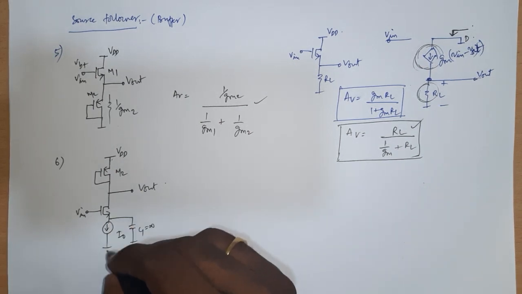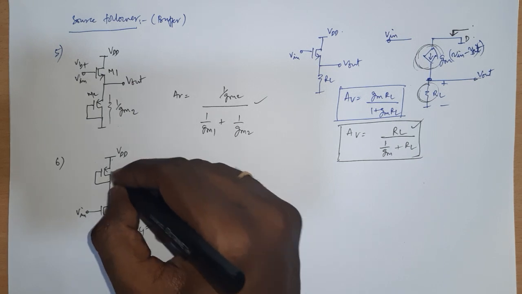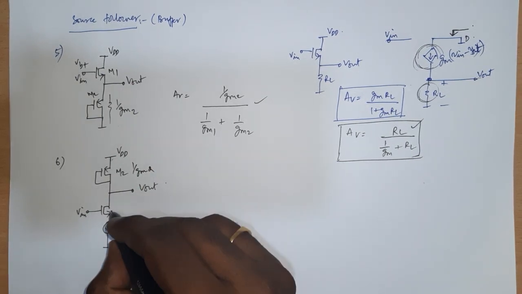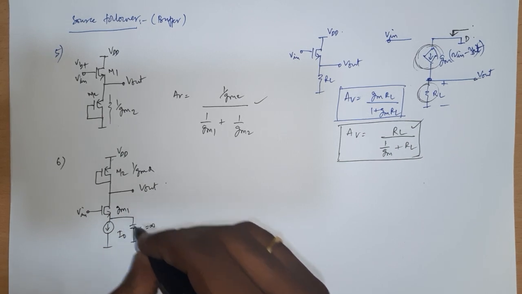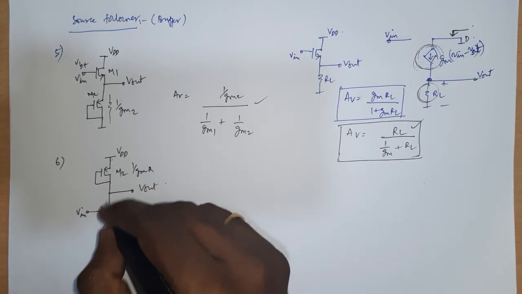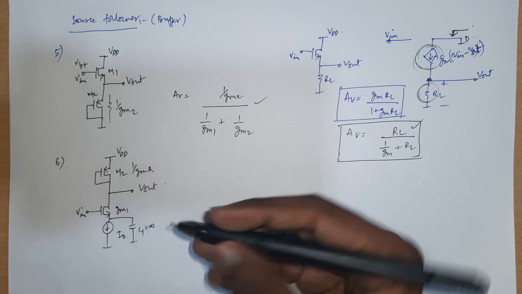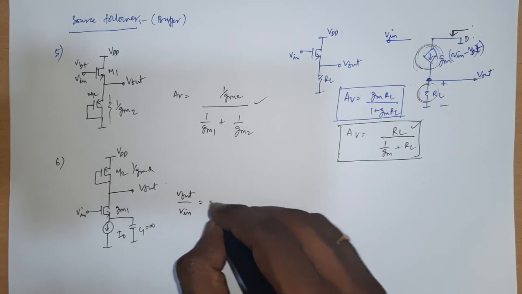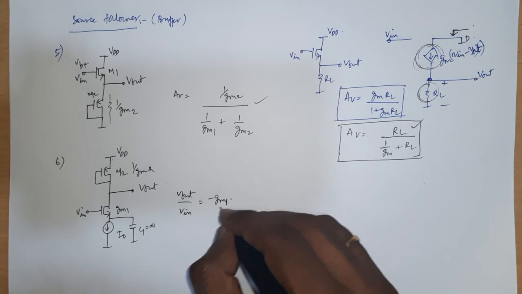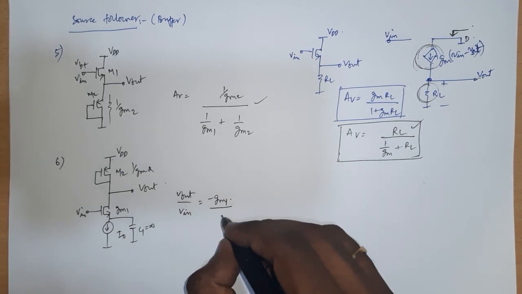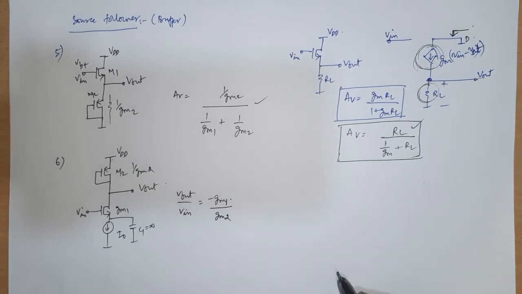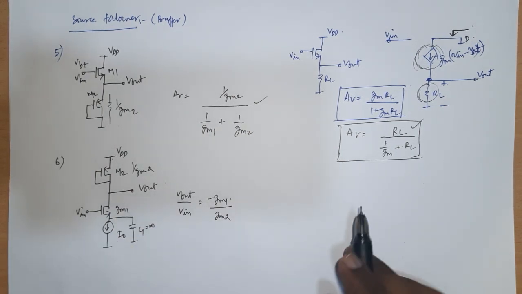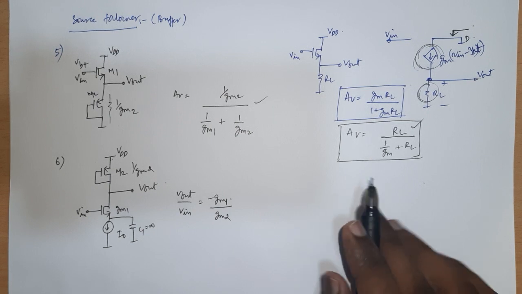So this one will be a short incrementally, and this will offer a resistance of 1 over GM2, and this is having a GM of GM1. So this is just like a common source amplifier with a load of 1 over GM2. So the gain V out by V in is equal to minus GM1 times 1 over GM2, which will be GM1 by GM2. Okay, so we didn't do any kind of solution, we just saw the circuit and wrote down the answer because we have done initial analysis earlier.